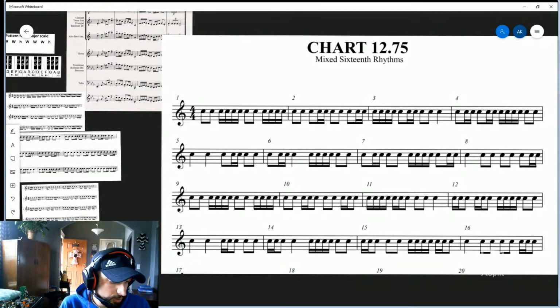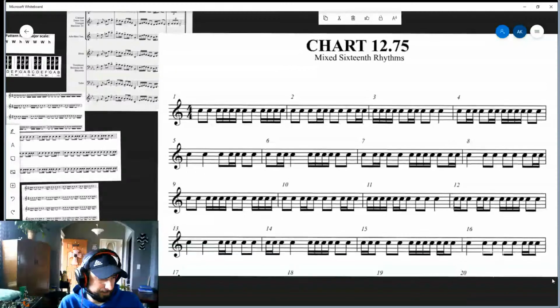Okay. If you look at line 3 and line 4, you've got the 1 and 2 E and a 3 and 4 E and a. Then measure 10, you've got 1 and 2 E and 3 and 4 E and. Now we're flipping it. We're on the 2 E and, 3 E and. So it'd be good practice for you to spend some time on the page, because it's a really valuable resource for you guys.